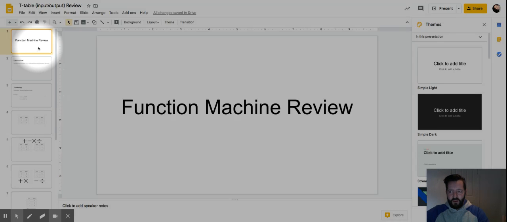Today, we are going to pick up where we left off yesterday. Yesterday, of course, we reviewed patterns and what they are and how to write pattern rules. And then at the end of the lesson yesterday, we got a little bit into T-tables about organizing patterns into a chart rather than into drawings. So we're going to continue where we left off yesterday. Today, we're going to have a look at function machines.